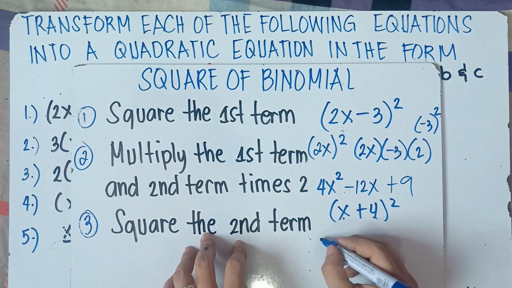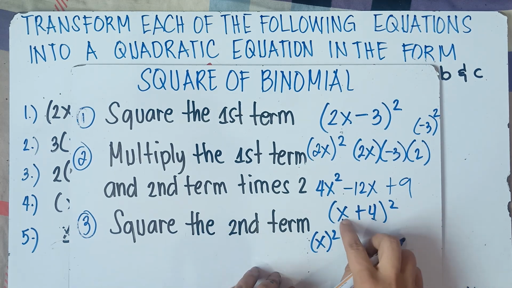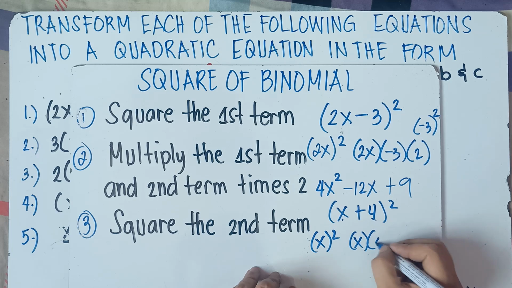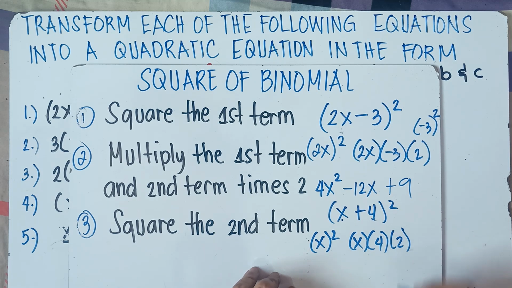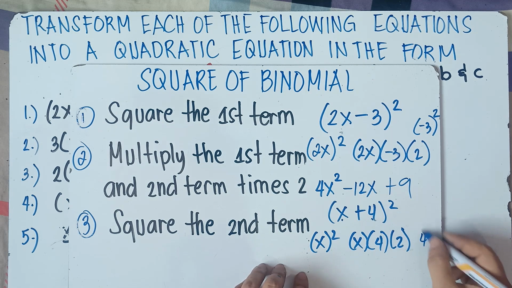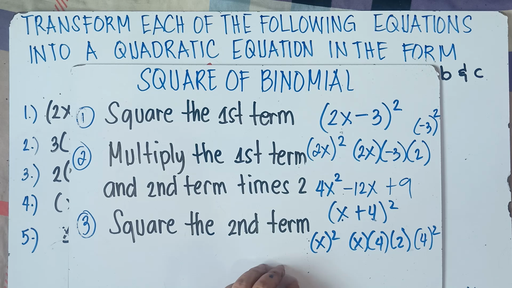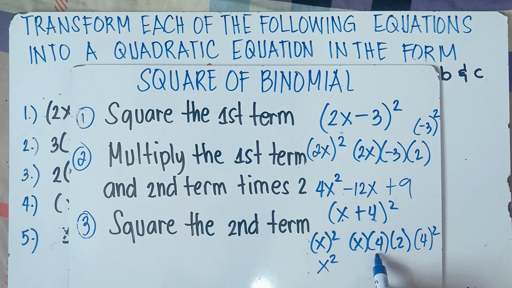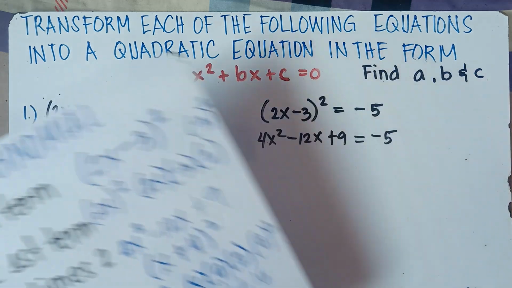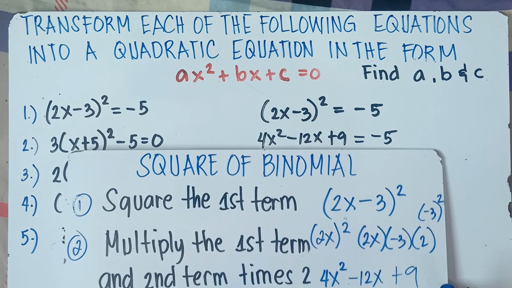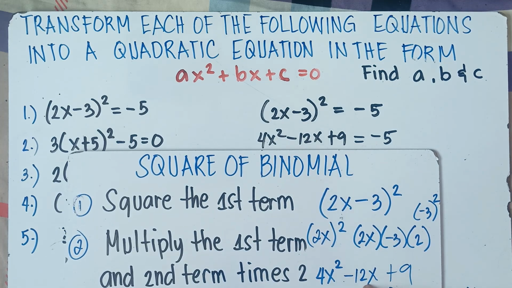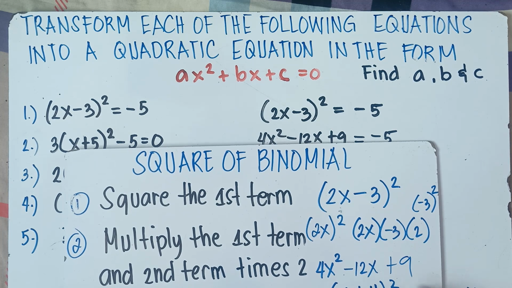So once again, you square the first term. You multiply the first term and second term, x times 4, and then times 2. And then you square the last term, 4, then squared. Alright, and then you simplify. X times x, x squared. X times 4, first term times the second term, 4x times 2, that would be positive 8x. You square the last term, 4 times 4, that's positive 16. Easy, right, for the square binomial. So, let's check, class, if we have the same answer. Yep, 4x squared minus 12x plus 9.